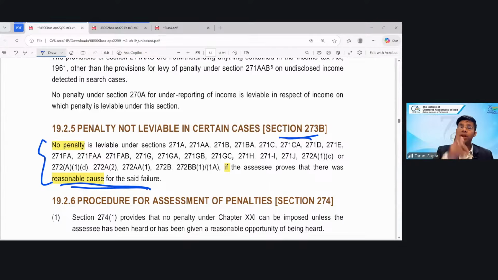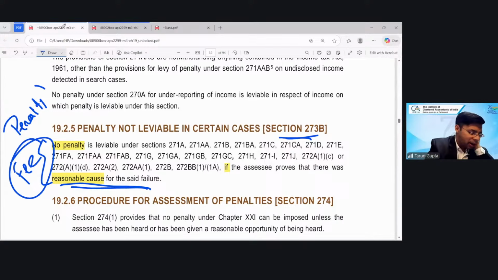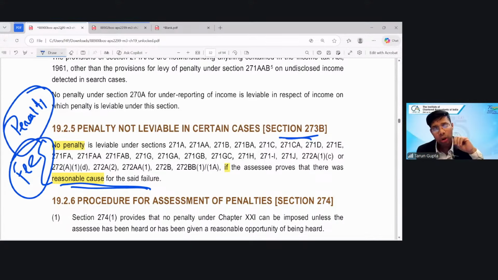So this is the difference between a penalty and a fee. Fee is automatic, penalty is not automatic. If there's a fee, then the fee is leviable whether the assessee has a reasonable cause or not. If there's a default, then the fee is leviable automatically. In case of penalty, it's not the case. If the assessee can explain that there was a reasonable cause for such failure, then the penalty is not levied.